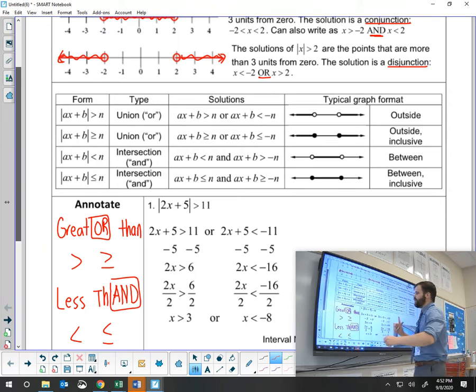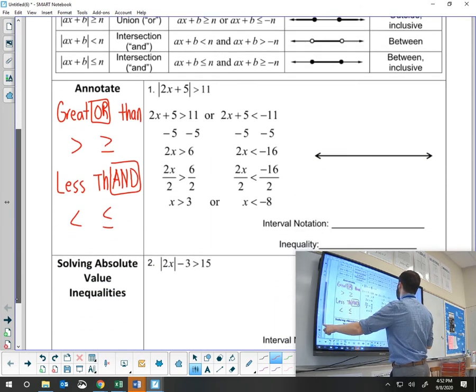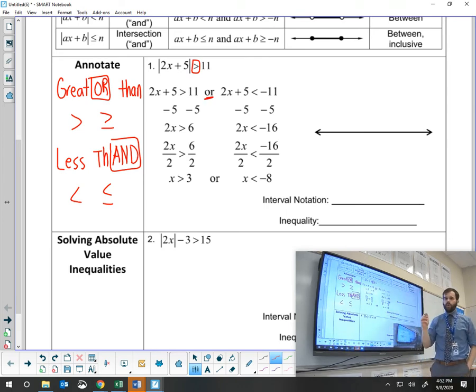So let's take a look here at number 1. So number 1, I have 2x plus 5 is greater than 11. So if it is greater than 11, that's what's going to give me my or there. Okay? So it is or. And so that means whenever we draw it out, it's going to be going out to the left and out to the right.